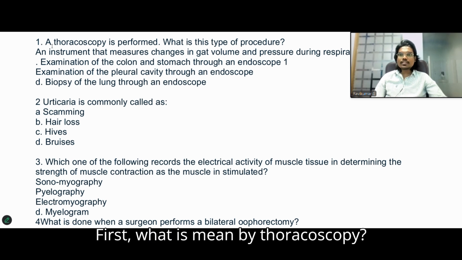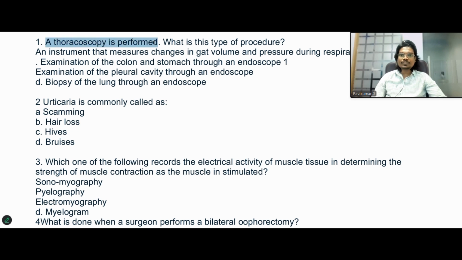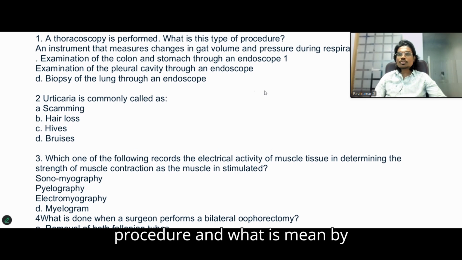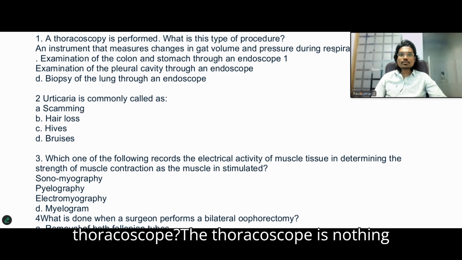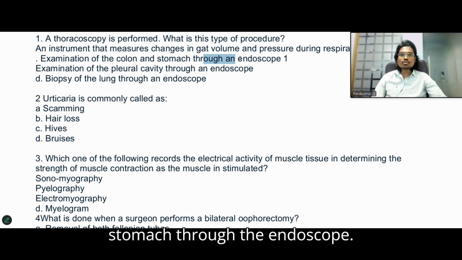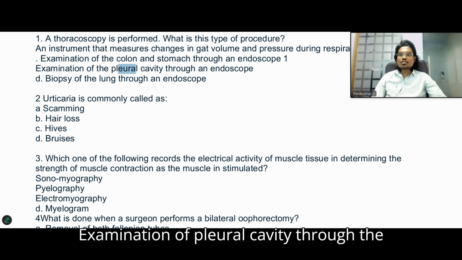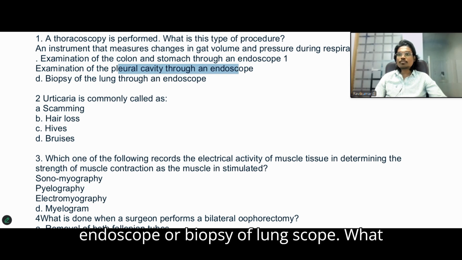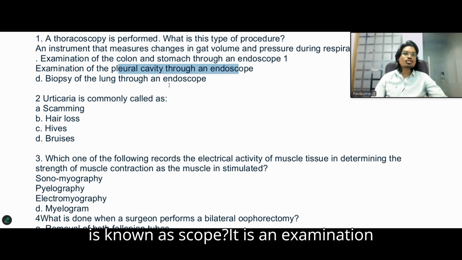First, what is meant by thoracoscopy? What is this type of procedure, and what is meant by thoracoscope? The thoracoscope is an instrument used for examination of the pleural cavity through the endoscope, or biopsy of lung. What is meant by scope?